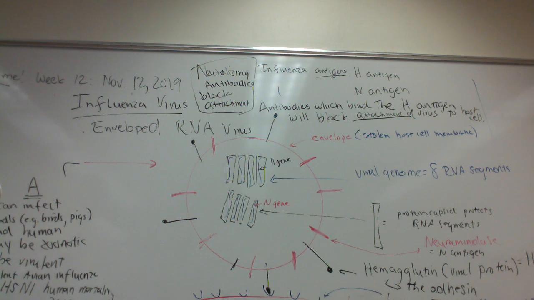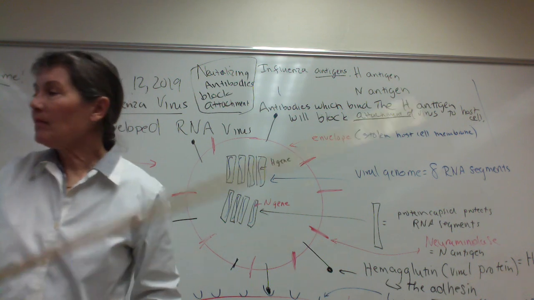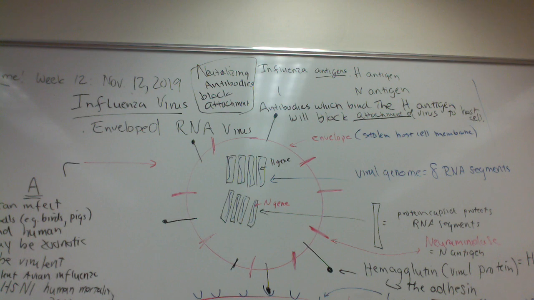So there's, at the very least, let me go forward to my favorite slide. Okay. So amongst H antigens in nature, amongst the group A, I think there's even more now. There's at least 15 different H antigens circulating out there in nature. And the same is true for the N antigens. Out in nature, there's 9 or more different N antigens circulating.